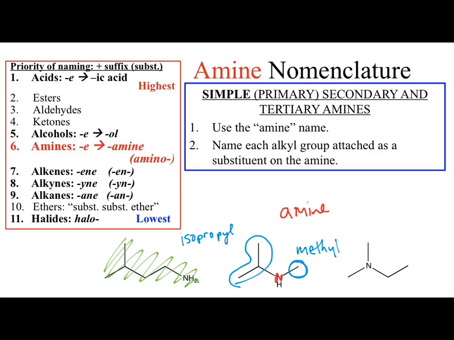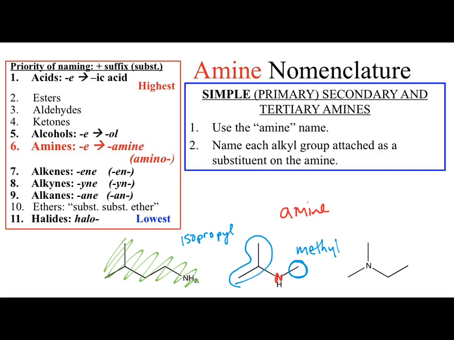As far as putting our name together, we want to do it in alphabetical order, and I'm pretty sure, but not positive, that the iso doesn't count. So we're comparing M to P. We'd get methyl isopropyl amine. Remember, alphabetical order I don't test you on. I just want to see that you're naming those pieces. Questions on putting that one together?